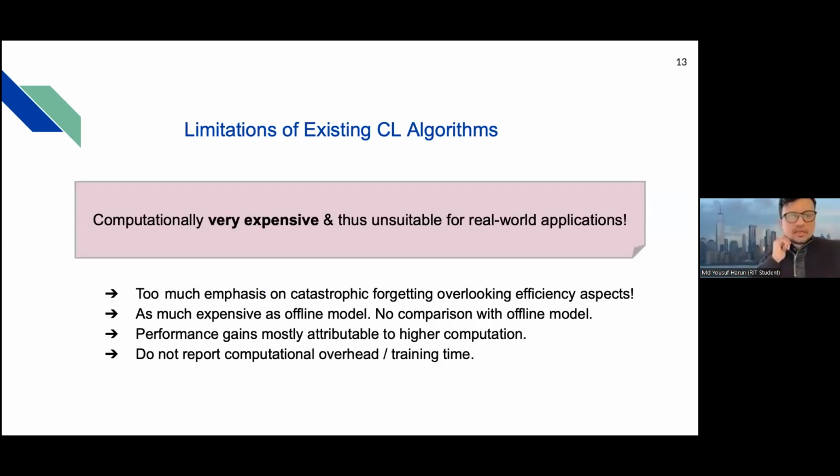Another limitation is that most of the methods are very computationally expensive, and it's very hard to align them with real world application. Most of these methods only focus on catastrophic forgetting, and most of their performance gains come from higher computation because they don't usually restrict the computation.